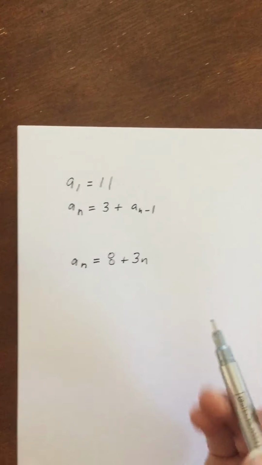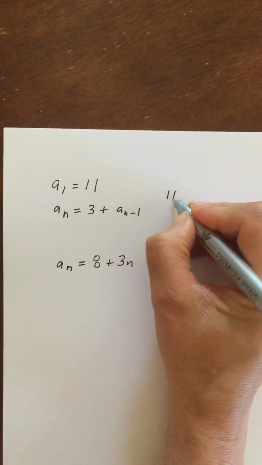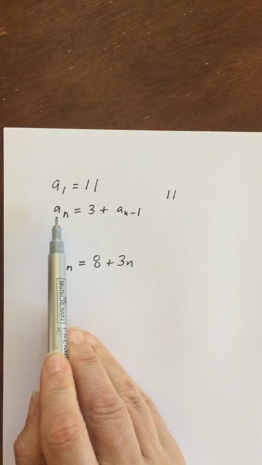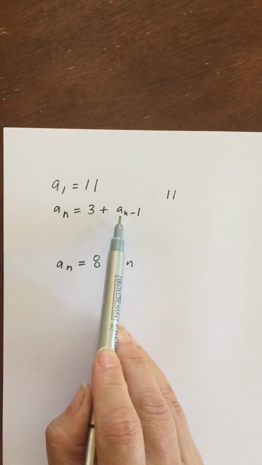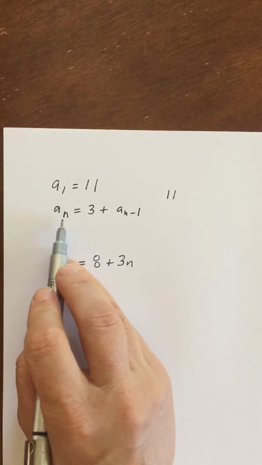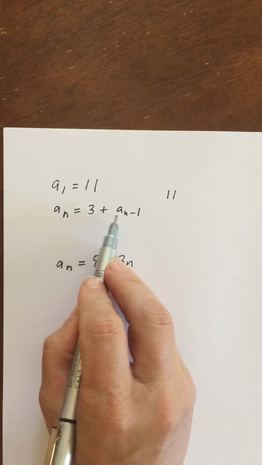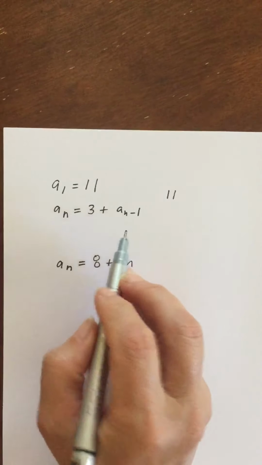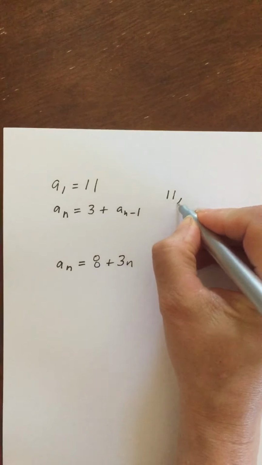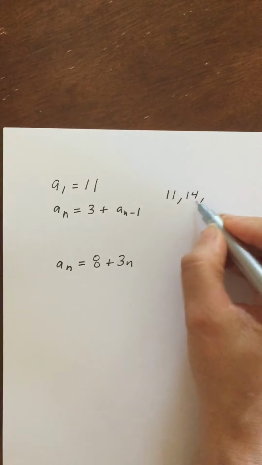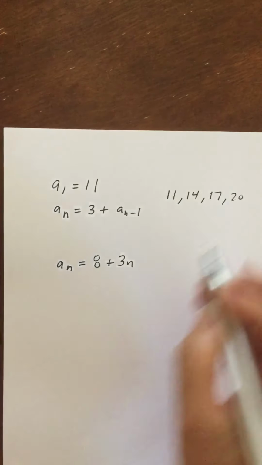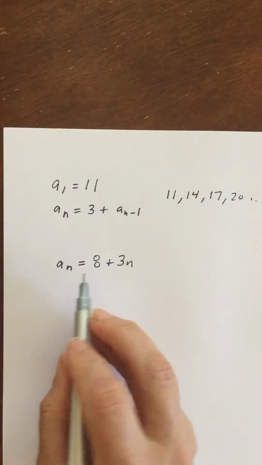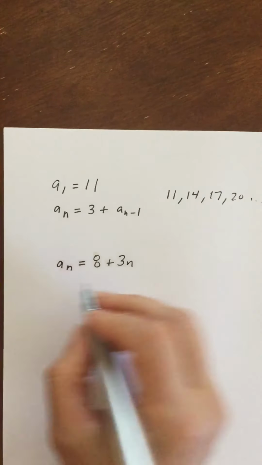So if I work with the top one, I have the first term is 11, and then each thing is defined to be 3 more than the previous term. Okay, that's what this means. A sub n is 3 plus the previous thing in the sequence. So it'd be 11, 14, and then add 3, 17, then 20, you get the idea. Okay, dot, dot, dot.